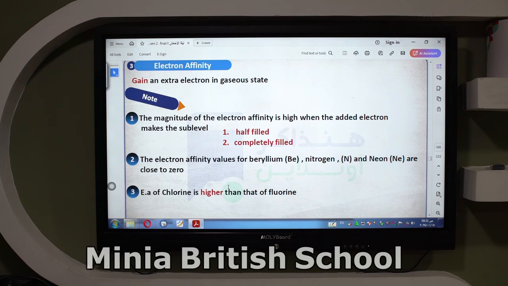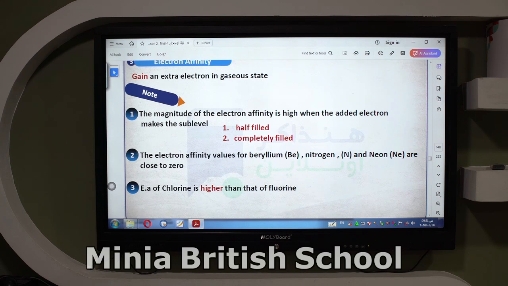Okay, but the magnitude of electron affinity is high when the added electron makes the sublevels half filled or completely filled. The electron affinity value for beryllium, nitrogen, and neon is close to 0. Electron affinity of chlorine is higher than that of fluorine, and it's a special case.